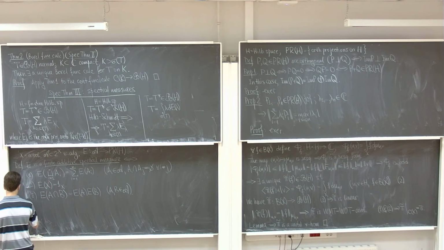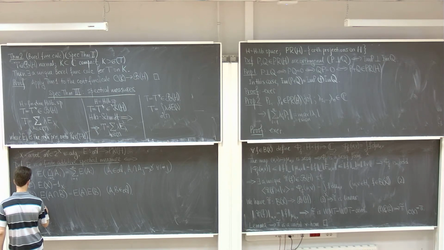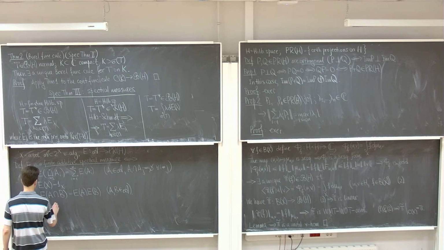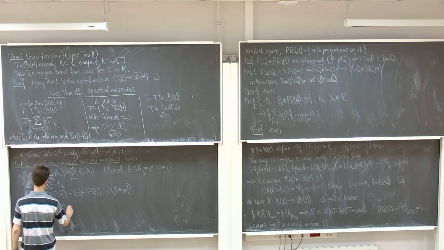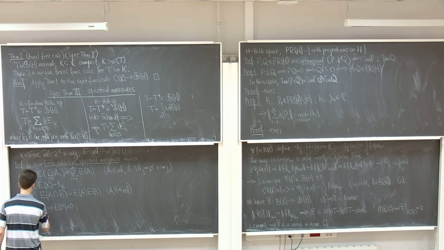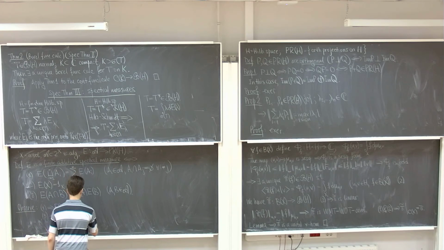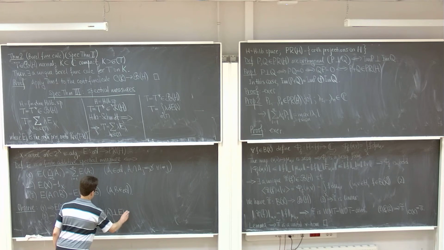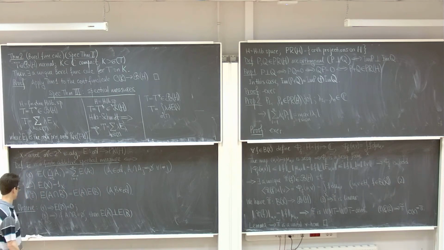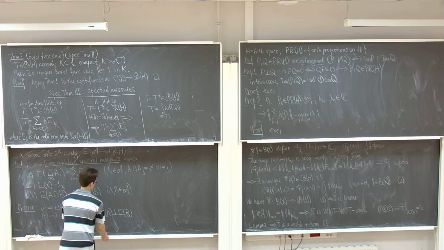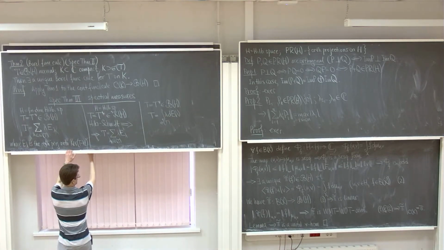Let's also observe that the above axioms imply that, first of all, condition 1 implies that E of the empty set is the 0 operator. And condition 3 implies that if A and B are disjoint sets, then the projections E of A and E of B are orthogonal to each other, because their product is 0.